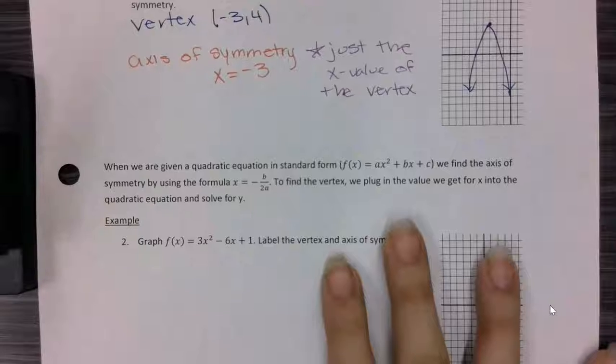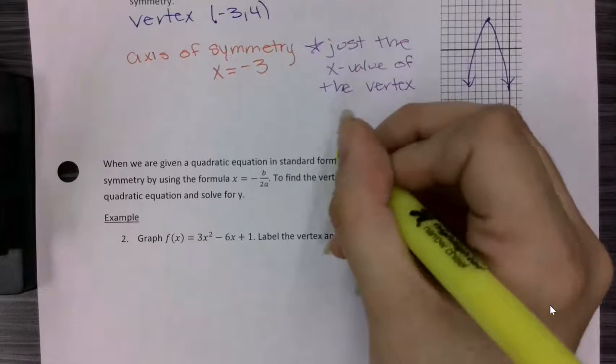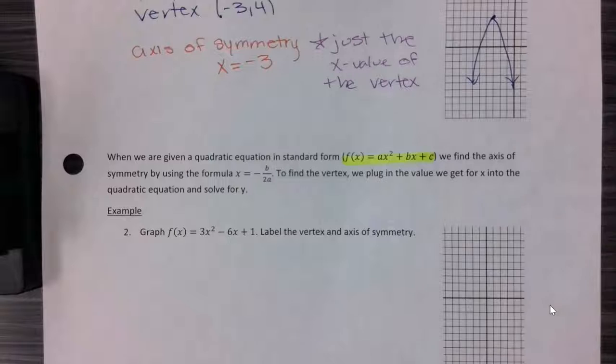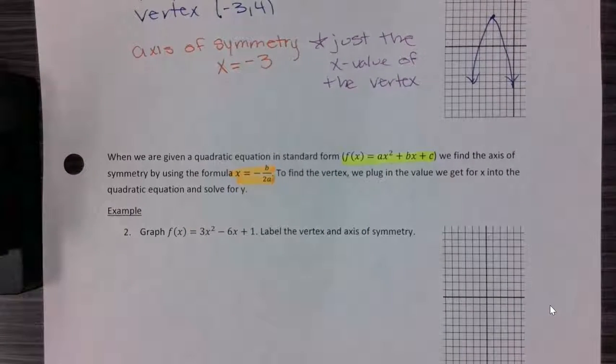Okay, so I can also be given equations in standard form. I think I briefly talked about this with you before. So standard form is when it's just highest exponent to lowest. If I want to find my axis of symmetry on these ones, I'm going to use the formula x equals negative b over 2a. And b and a come from my equation.